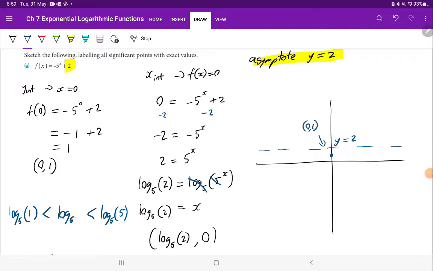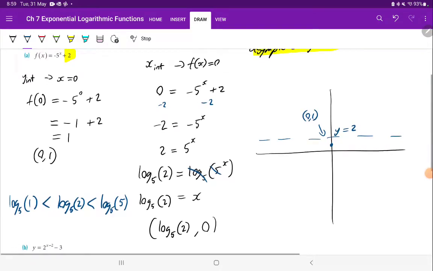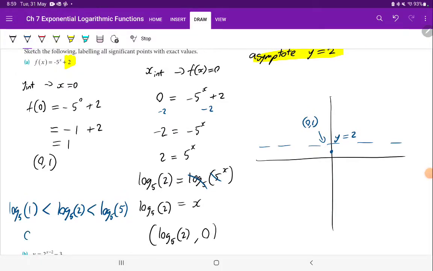So that means log 5 of 2 needs to live somewhere between these two values, and those two values are 0 and 1. So it's got to be somewhere between 0 and 1 on the x-axis, which is between here and here. So let's put a marker somewhere in between.